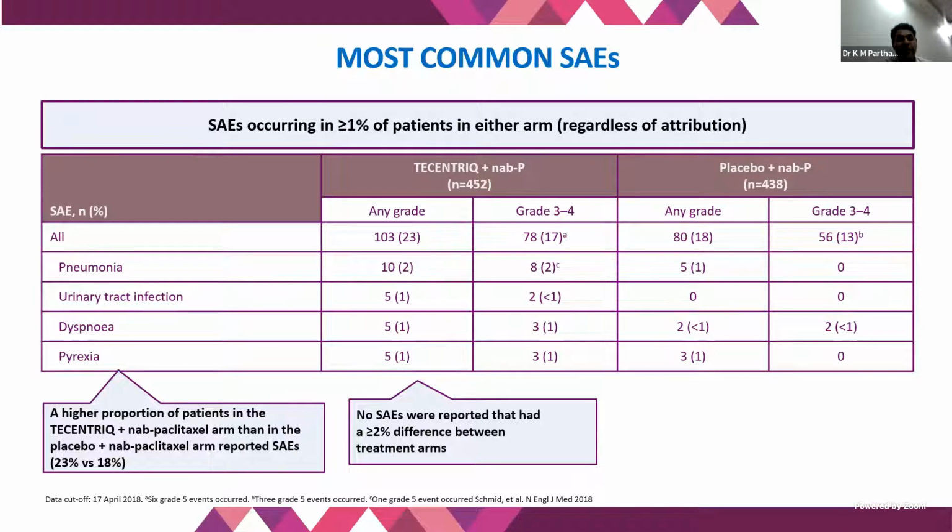And here we can see that a high proportion of patients in the Tecentriq and nab-paclitaxel arm reported slightly higher adverse effects compared to the placebo and nab-paclitaxel, that is 23% versus 18%. No serious adverse effects were reported that had greater than 2% difference between the treatment arms. That means serious adverse effects are rare.